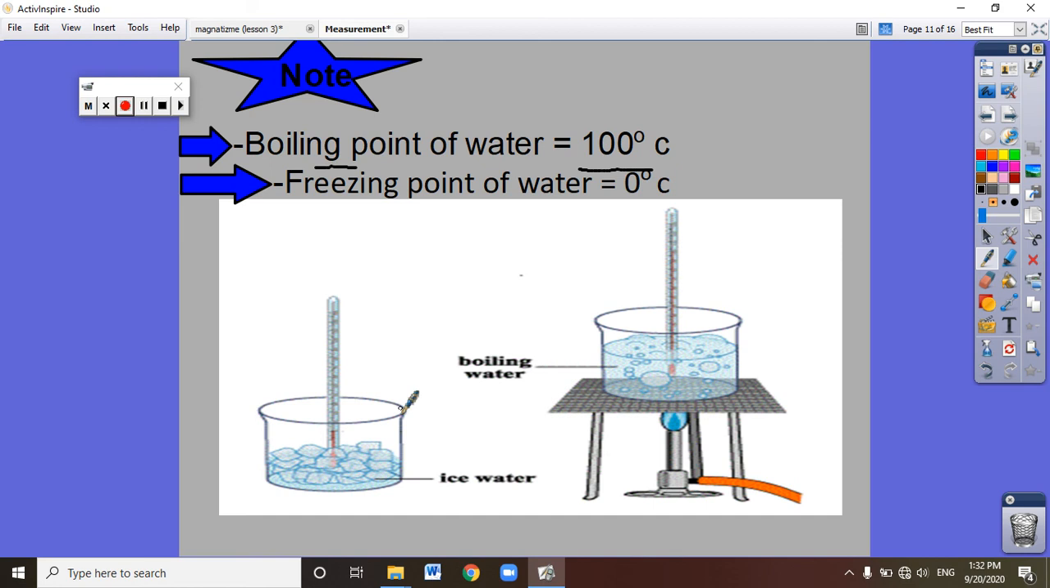Okay, in this beaker I have some ice. I put the thermometer inside this beaker and I start to measure the temperature of the ice. It was 0 degrees. So the freezing point of the water equals 0 degrees. What is the meaning of the freezing point of the water? When the water freezes into ice, the temperature of the water is 0 degrees. So the boiling point of the water is equal to 100 degrees, but the freezing point of the water is equal to 0 degrees.